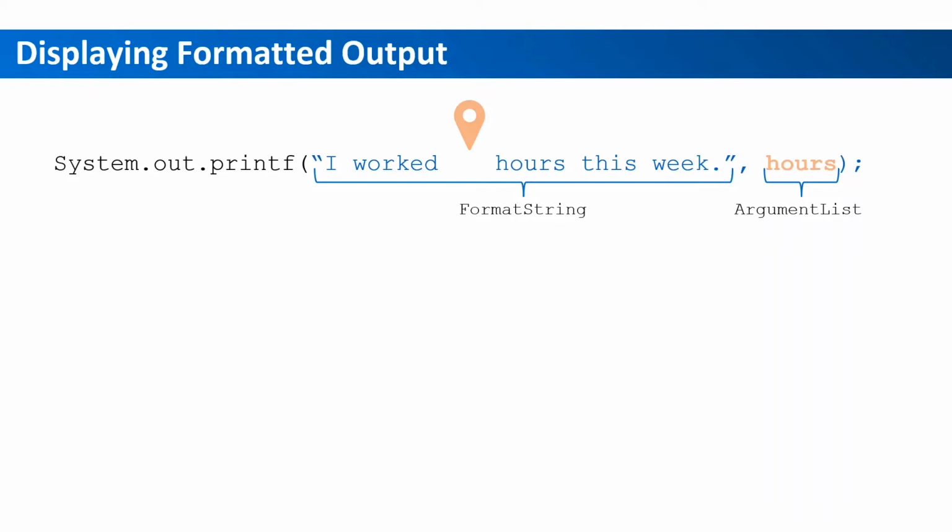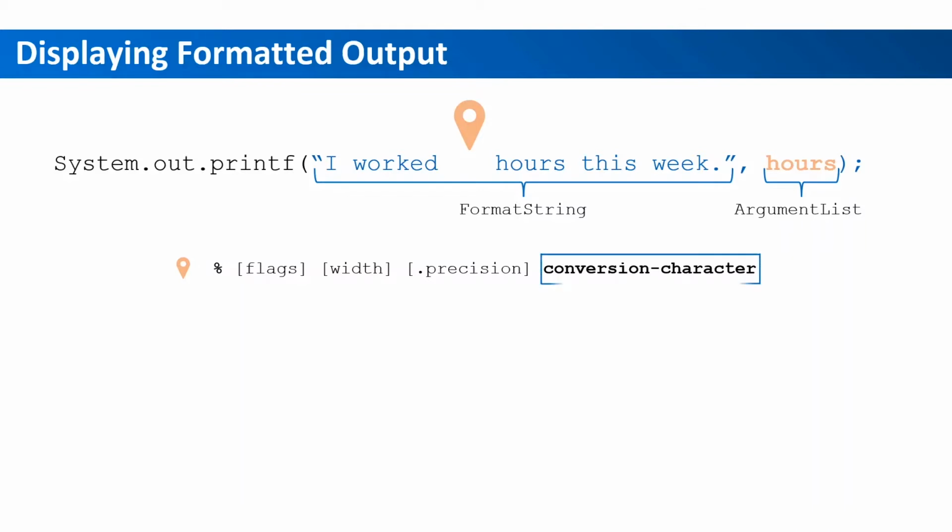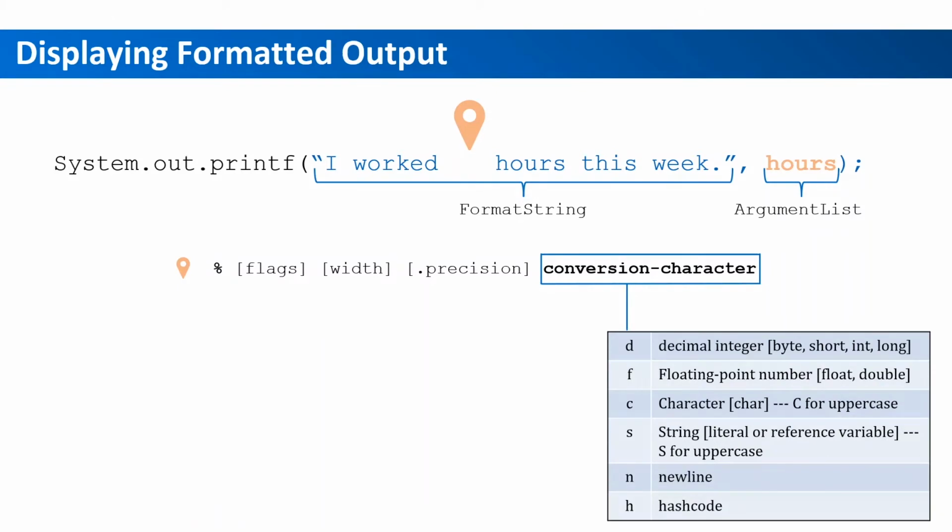Looks good. Now we need to learn how to write this marker to tell printf to show the contents of hours in this place. The marker, which is called the format specifier, consists of multiple parts, two of which are mandatory, the % and the conversion character. Everything else is optional. So what are the conversion characters? These are the characters that tell the printf method the format of the output you want to display where the specifier is placed. This is a table that shows 6 of these characters.